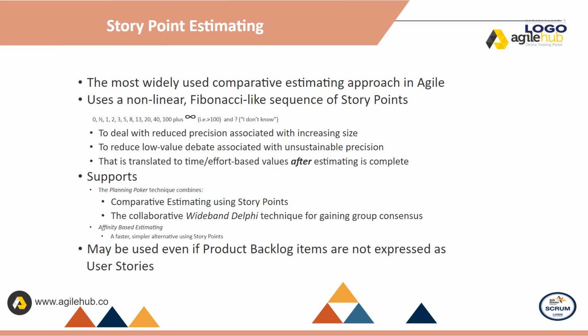Story point estimating. It is the most widely used comparative estimating approach in Agile. It uses a nonlinear, Fibonacci-like sequence of story points to deal with reduced precision associated with increasing size, to reduce low-value debate associated with unsustainable precision. That is translated to time or effort-based values after estimating is complete.